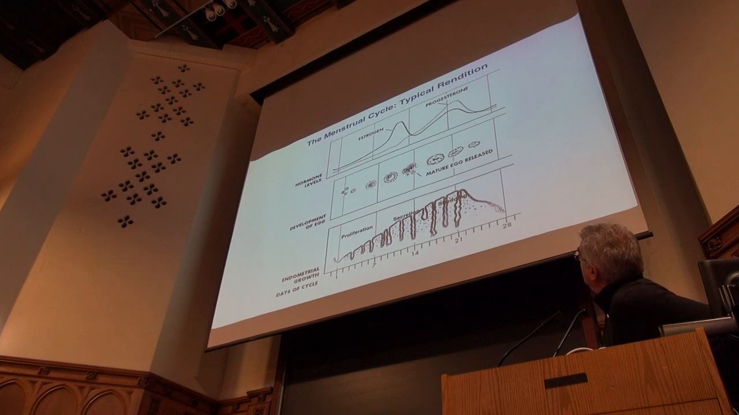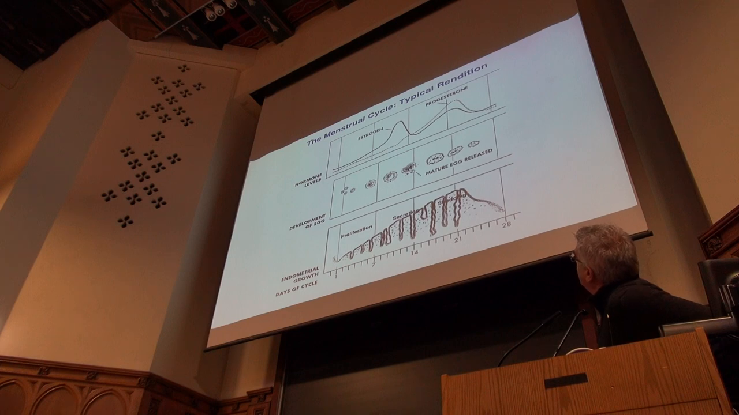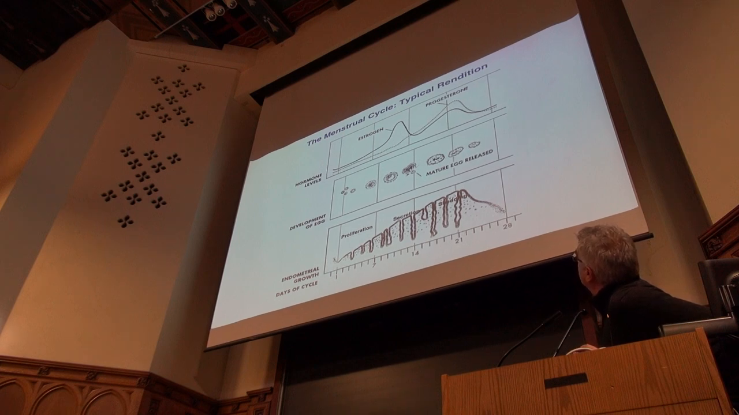Here's the monthly cycle. Here's what's happening to the egg. The follicle is maturing, and the egg bursts, and the egg is released. And it coincides with a spike in the estrogen level, which precedes it, and then this happens once the egg is released. The follicle converts into the corpus luteum, which then begins to produce progesterone.